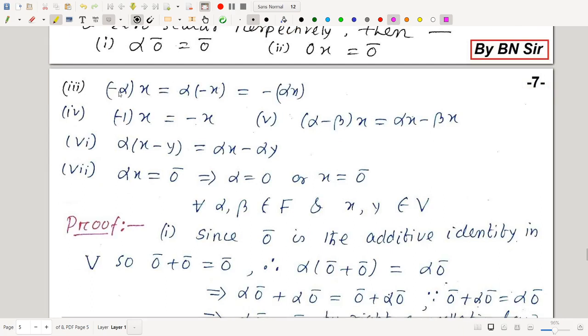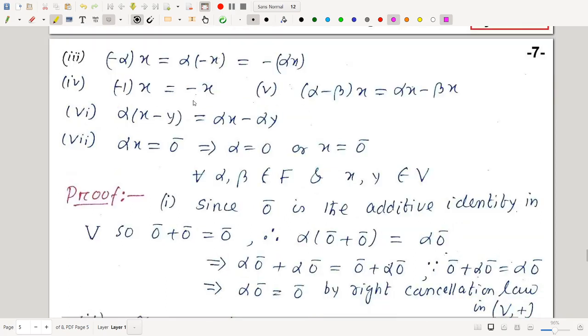Already told. Third: minus alpha x is alpha into minus x equal to minus alpha x. This bracket may not be given also, just minus alpha x. Minus 1x is minus x. Alpha minus beta x is alpha x minus beta x. Alpha into x minus y is alpha x minus alpha y, meaning distributive with respect to subtraction also. Alpha x equal to 0 bar implies alpha is 0 or x equal to 0 bar.